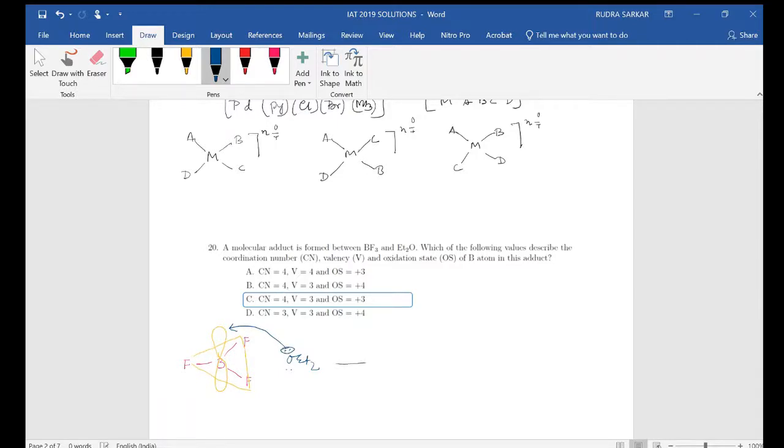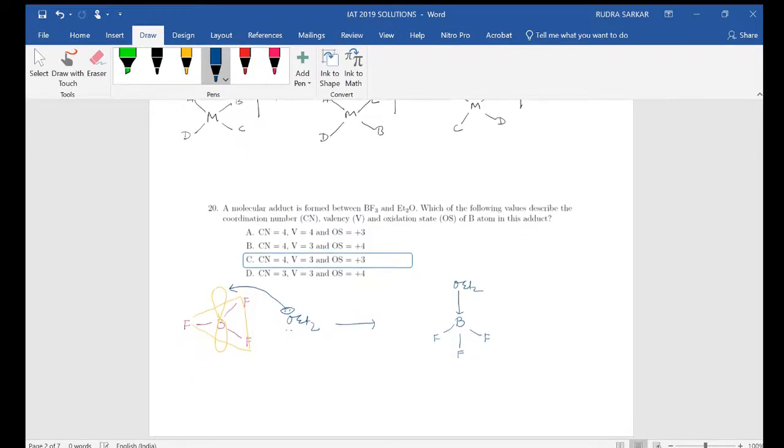So finally, in the adduct, we can write it like this: BF3 will have sp3 hybridization. This is the coordinate bond. So basically B is now surrounded by 4 atoms. Okay. So we will say its coordination number should be equal to 4.